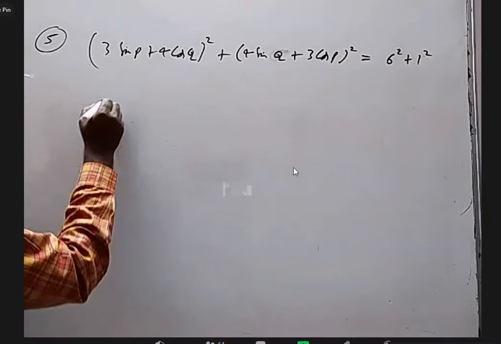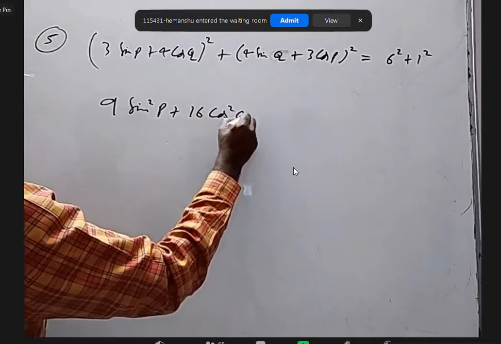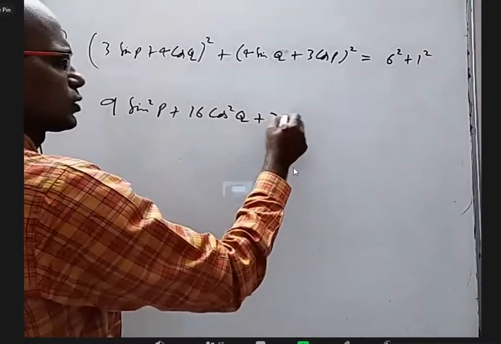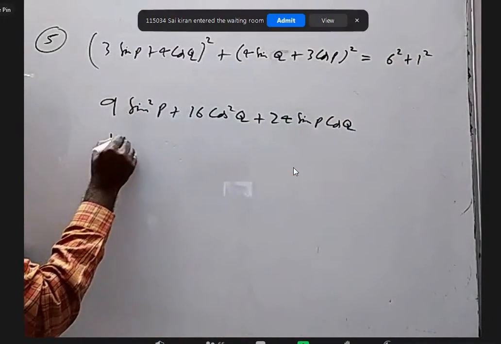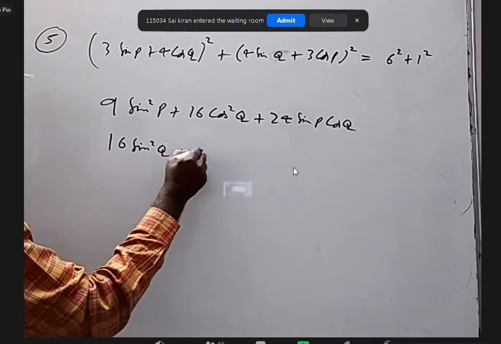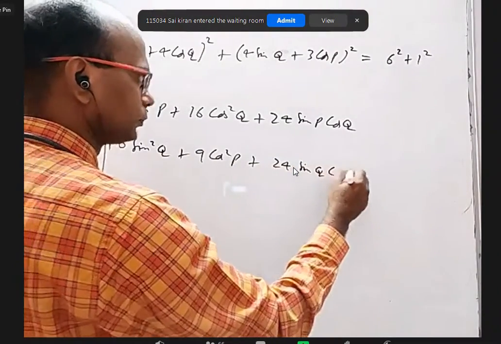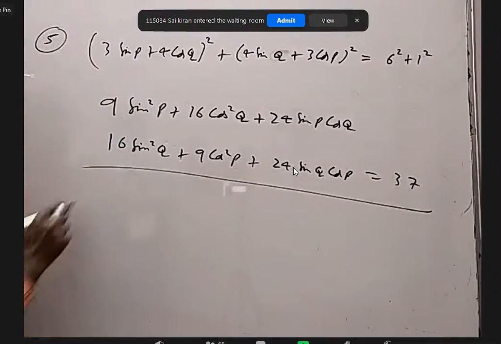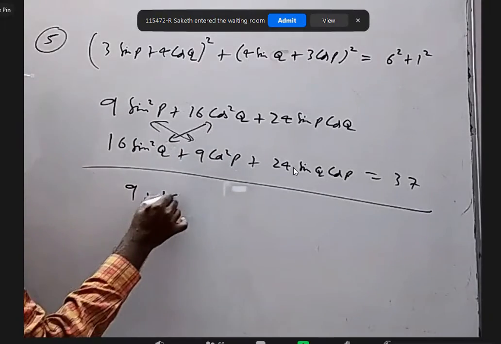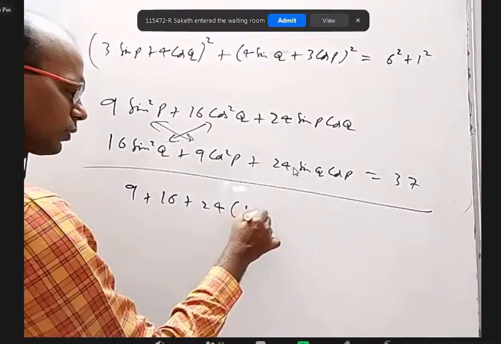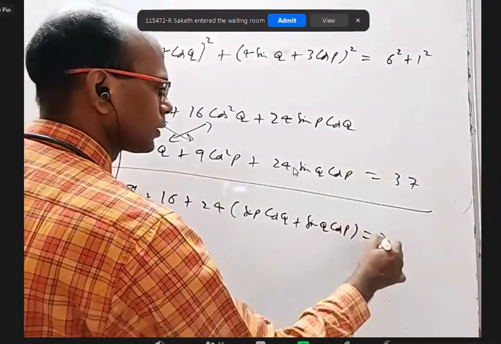Okay, when I expand this, I'll get 9 sin square p plus 16 cos square q plus 24 sin p cos q. When I expand this, 16 sin square q plus 9 cos square p plus 24 sin q cos p is equal to 37. This plus this, when I add, I'll get 9. And this plus this, when I add, I'll get 16.